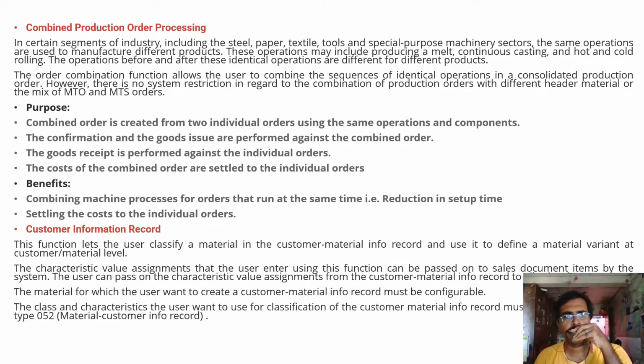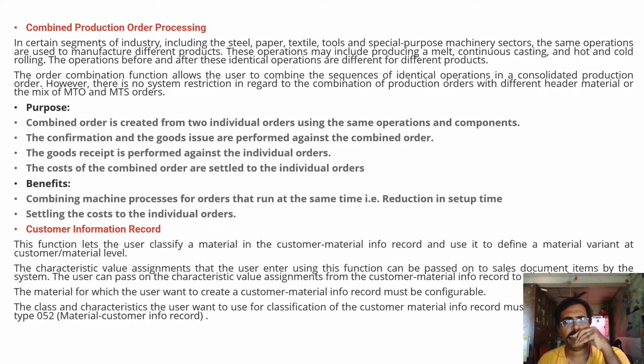So now the benefits. Combining machine processes for the orders that run at the same time reduces setup times, and the costs are settled to the individual orders, right? So these are the main benefits of combined production order processing.